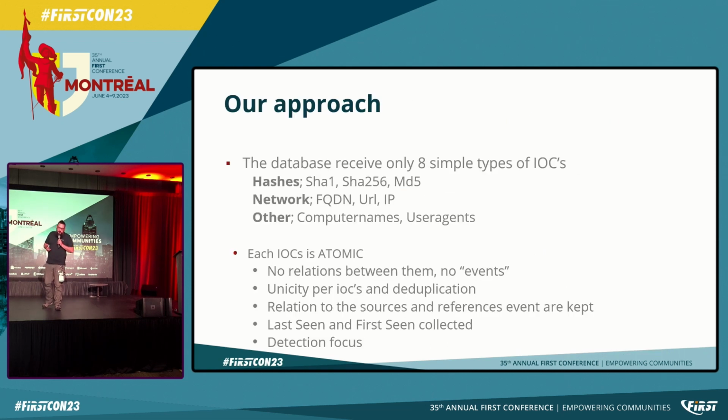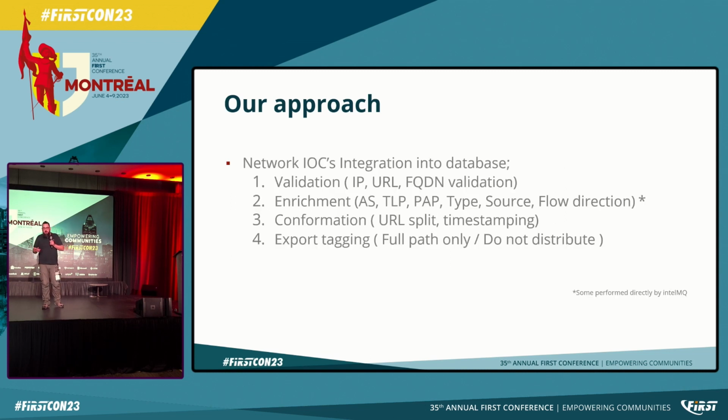So our approach is to create a database, a simple one, which collects hashes, network, and some computer names and other things. Each IOC is atomic. There are no versions, there are no groups, there are no events. We keep unicity, which means that if we enter many IOCs multiple times, we keep only one piece of information and we keep the source. That's all.